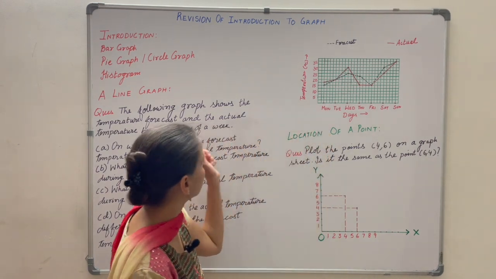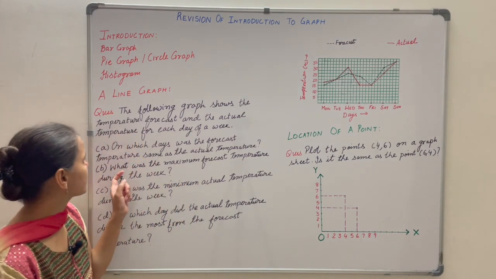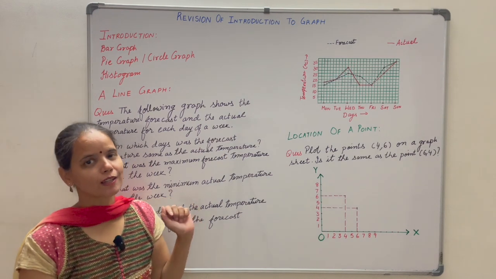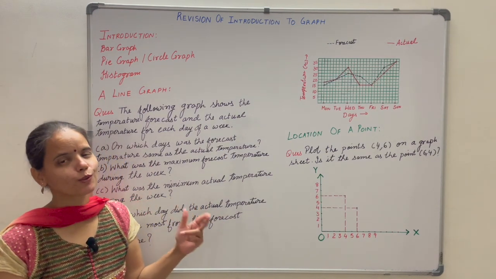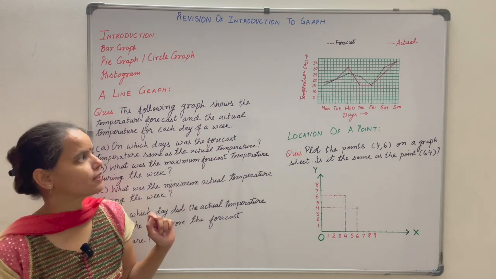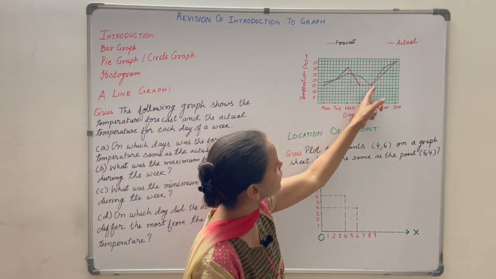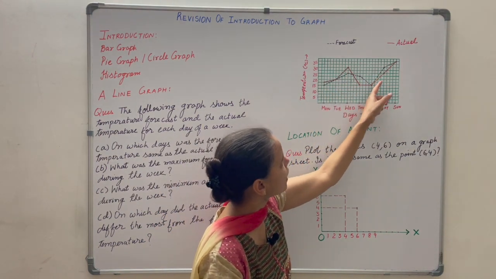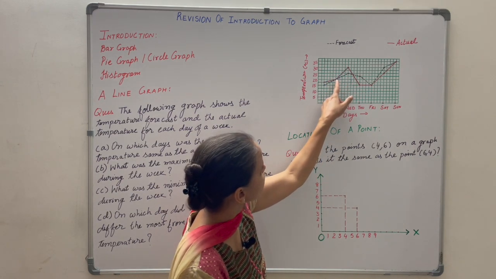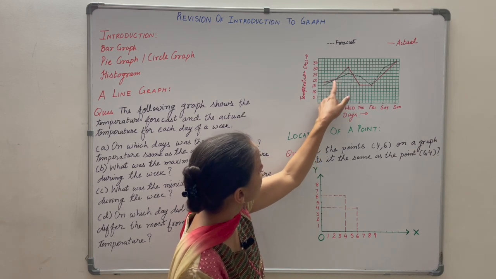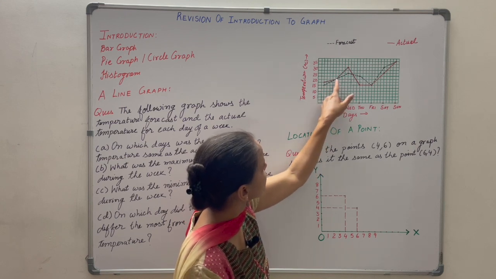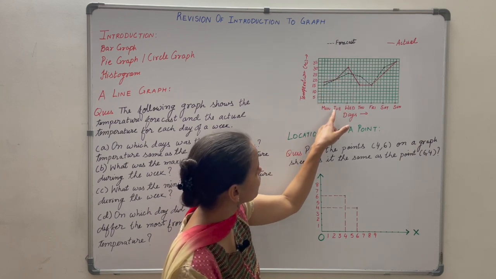So here, let us take the question now. It says, on which day was the forecast temperature same as the actual temperature? That means where the two line graphs are going to coincide. Only on those days the actual temperature and the forecast temperature will be the same. So this is for the forecast temperature and this one is for the actual temperature. You can see these two line graphs are coinciding on Tuesday. The actual temperature on Tuesday is 20 degrees centigrade and the forecast temperature also on Tuesday is 20 degrees centigrade. So they both coincide on Tuesday.